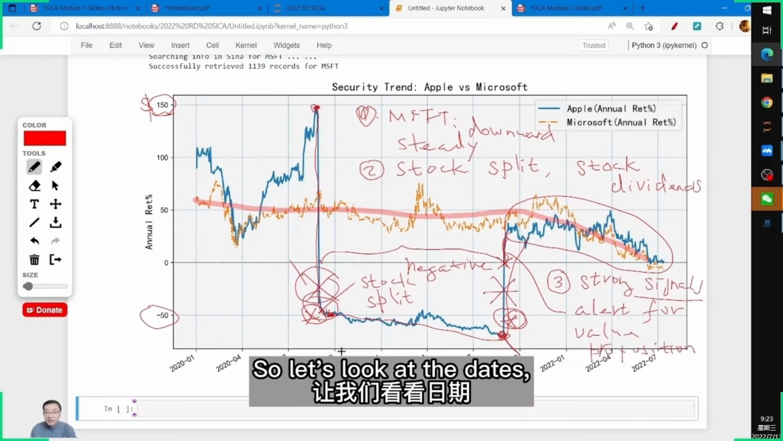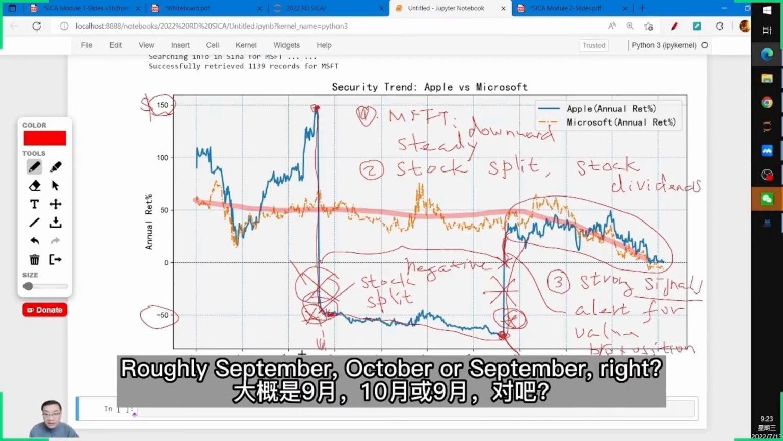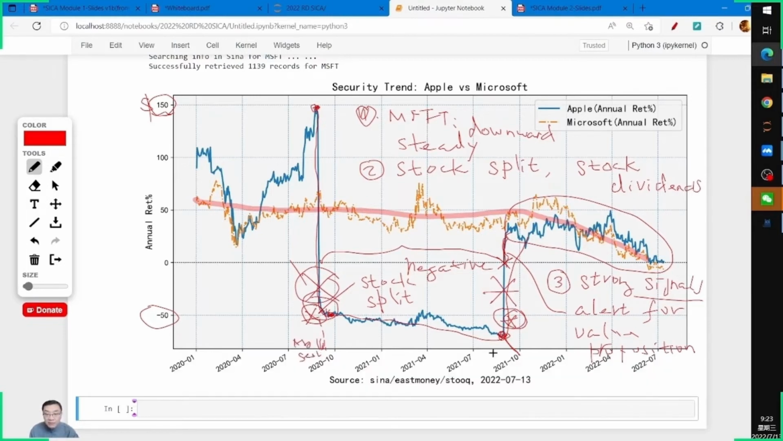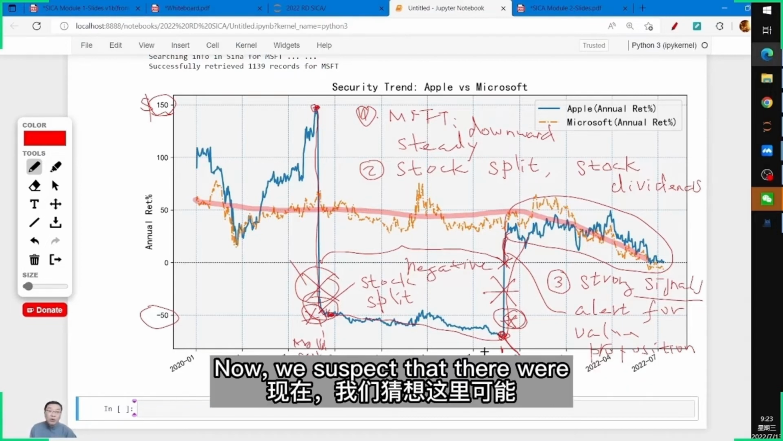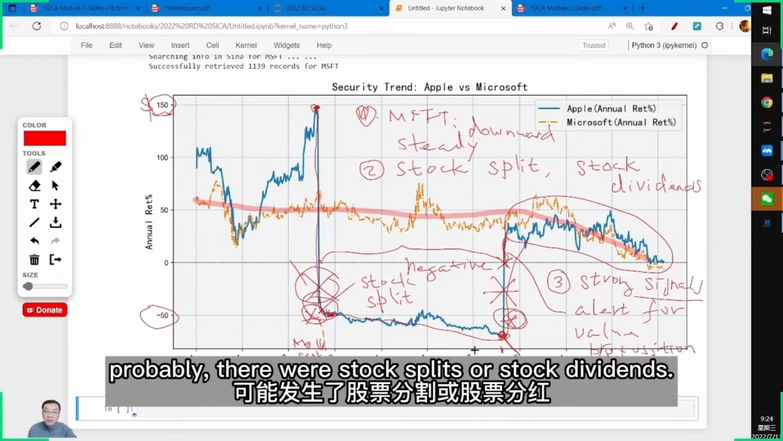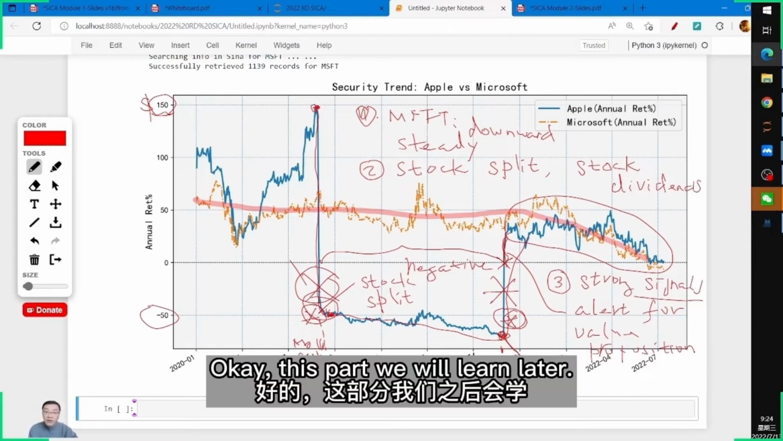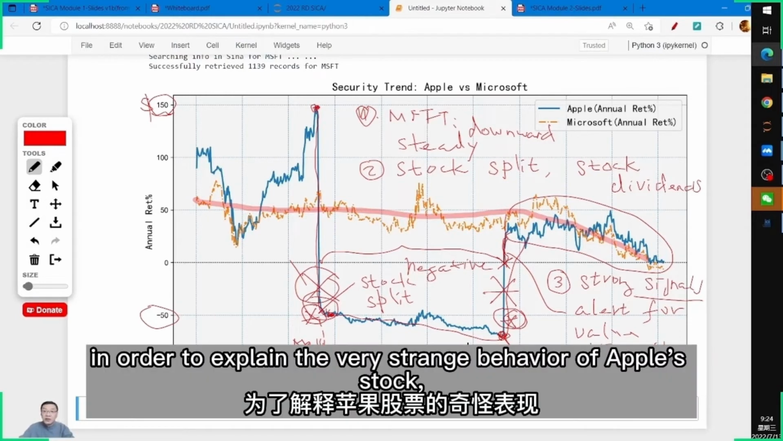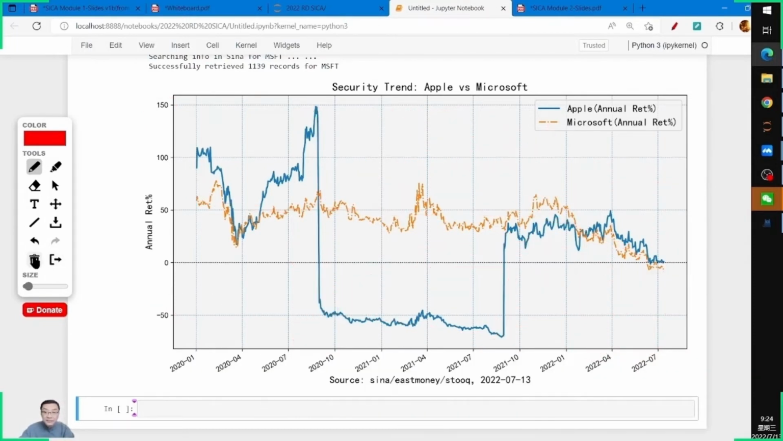So let's look at the dates. It is roughly September or October, right? And here is, I think, September or October as well. Now, we suspect that there were stock splits or stock dividends. Now, let's find out. Okay, this part we will learn later, but in order to explain the very strange behavior of Apple stock, let's look at it in advance.